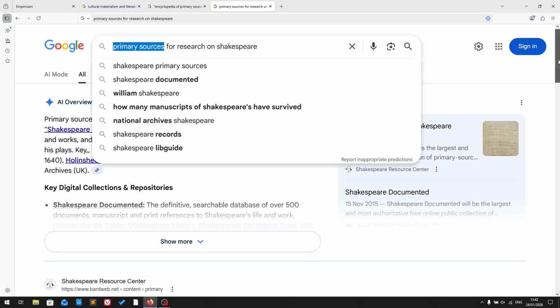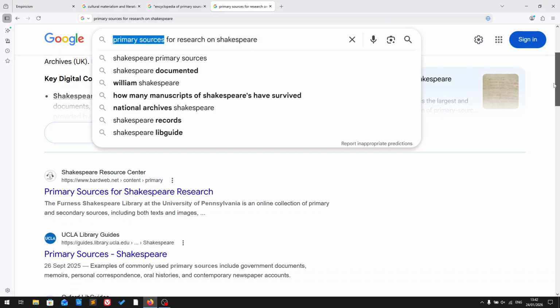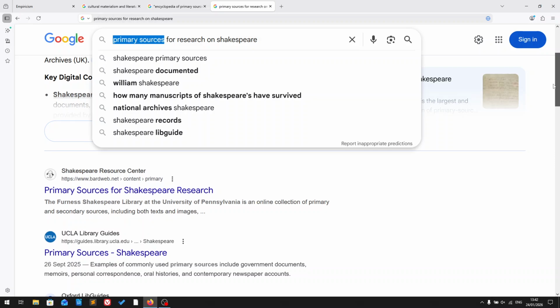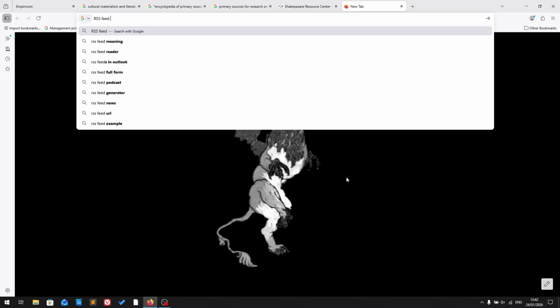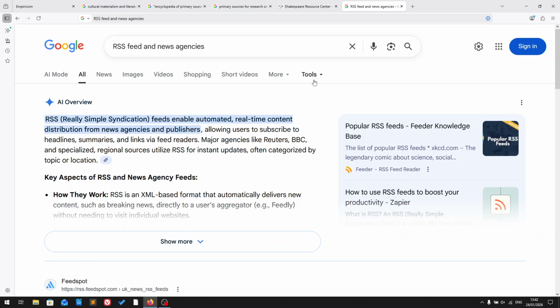So let's get into what we searched. Primary sources for Shakespeare research, bardweb.net. You could go for that, or you could go for library guides from various universities. It does not matter. There will be overlap, and one will be taking from a lot of other sources, like RSS feeds and news agencies. So it's not something that you have to think about, like I'll use only resources from universities. It doesn't matter as long as the resources themselves are authentic.